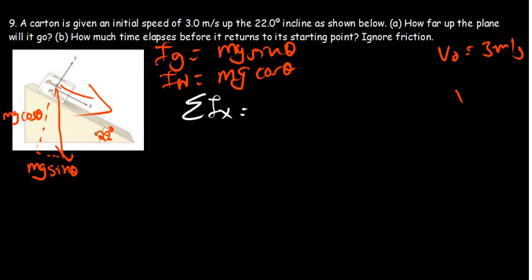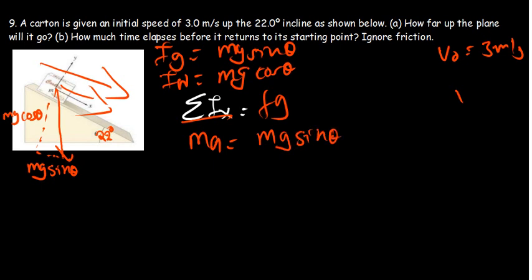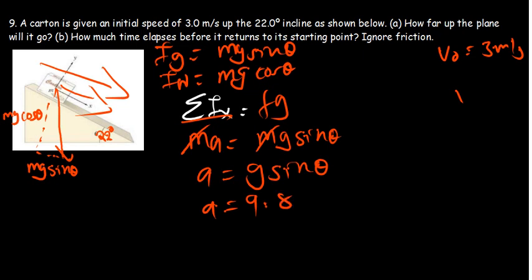The only force acting there is Fg, which makes the object go down. We don't have a friction force. Since it is moving, the net force is going to be ma. Fg is mg sine theta, so the masses cancel because they are the same. Acceleration is given by g sine theta, where g is 9.8, so 9.8 sine 22.